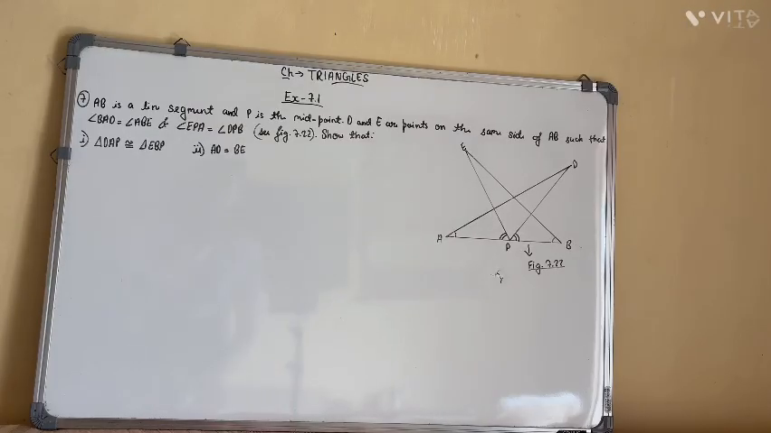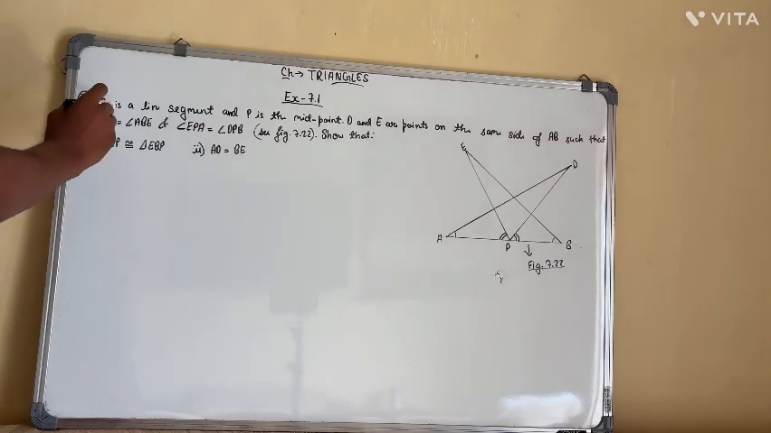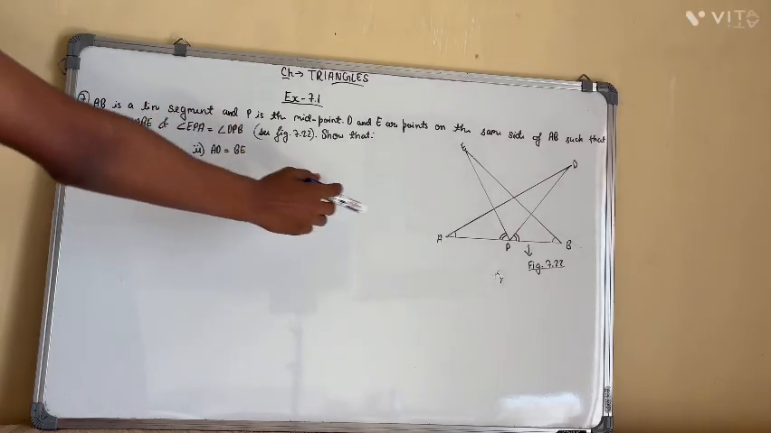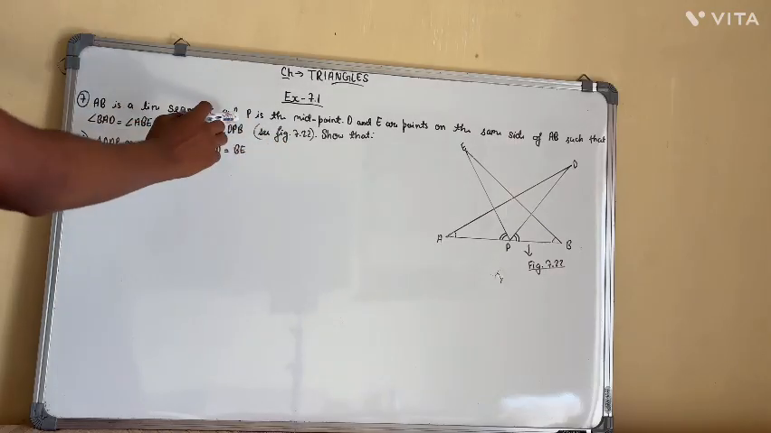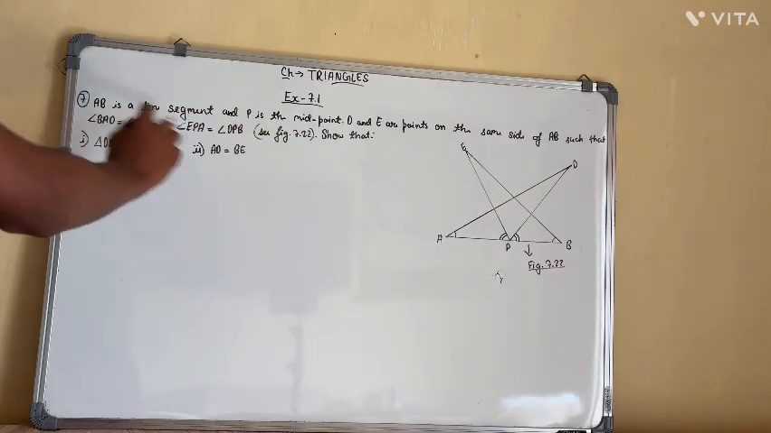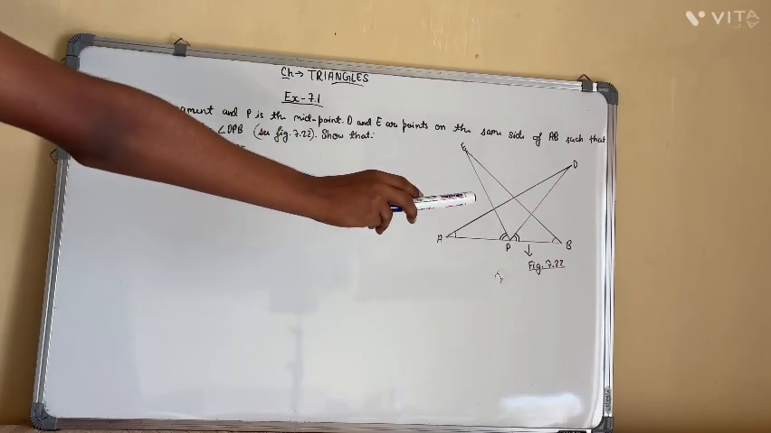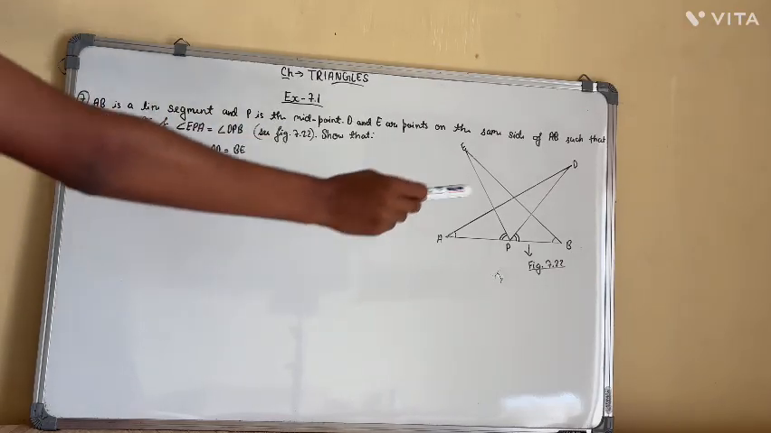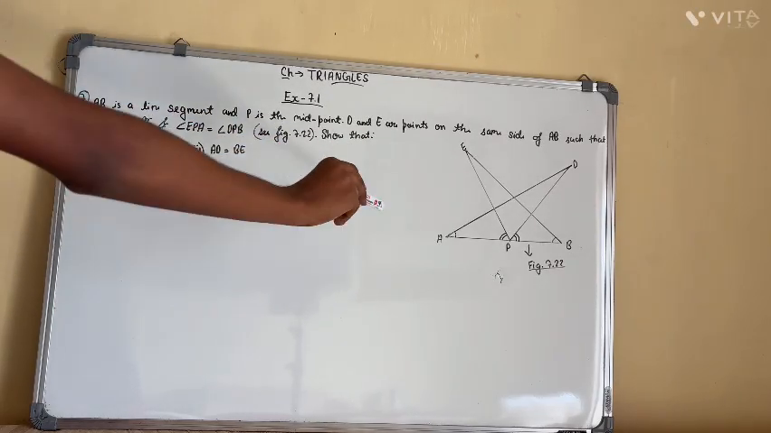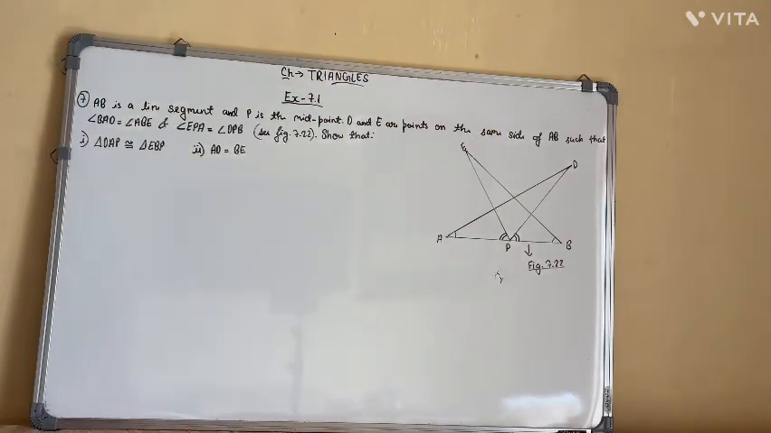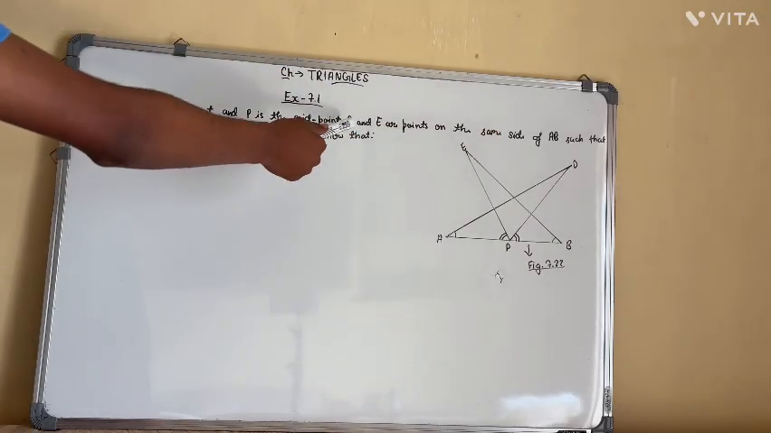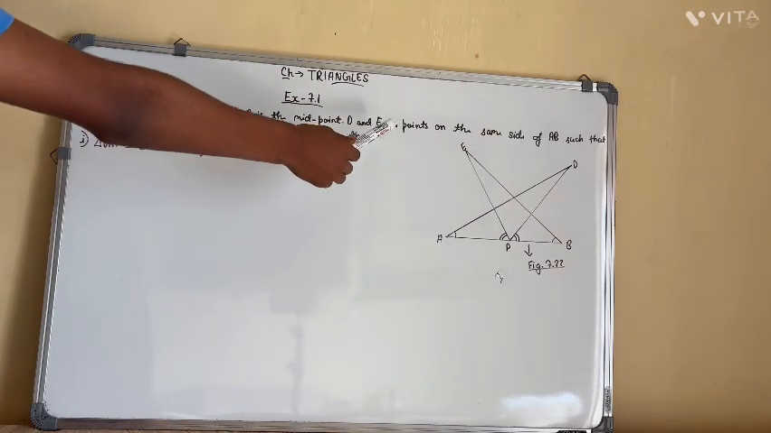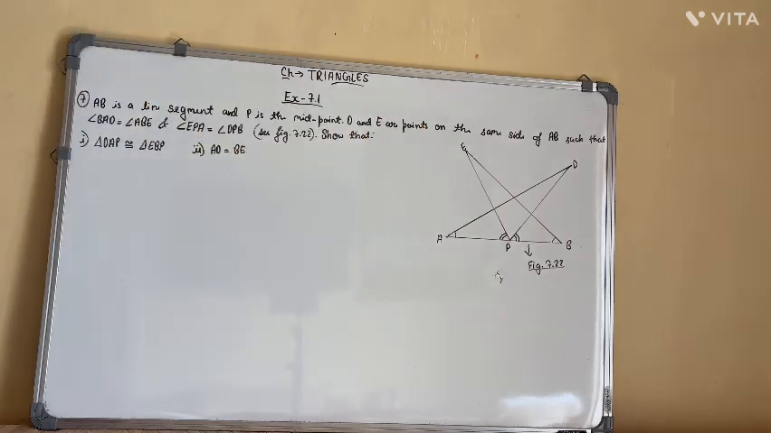Now we are going to do the seventh question. So the seventh question is saying AB is a line segment. Here you can see AB is a line segment and P is the midpoint of AB. So by this line we can say P divides it into two equal line segments, that is AP and PB, that we will discuss later, and D and E are the points on the same side of AB.